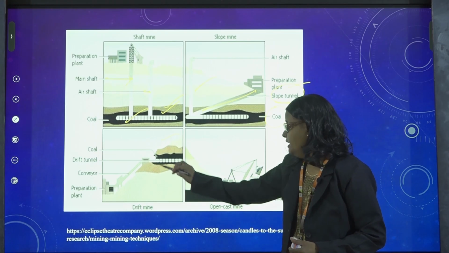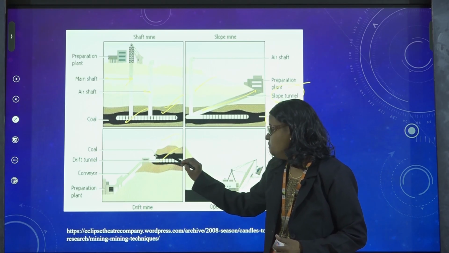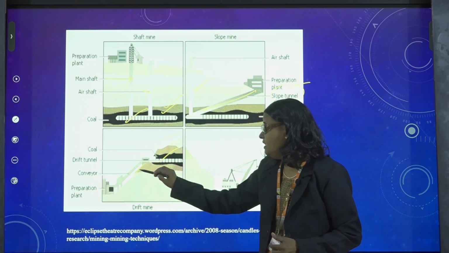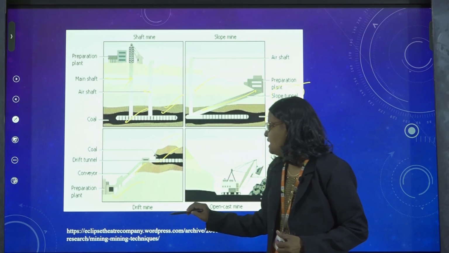So, now you can see here, this is a drift mine, this is coal, drift tunnel, horizontal tunnel, I told the student. So, here you can see the drift tunnel is made here, this is the conveyor and this is the preparation plant.